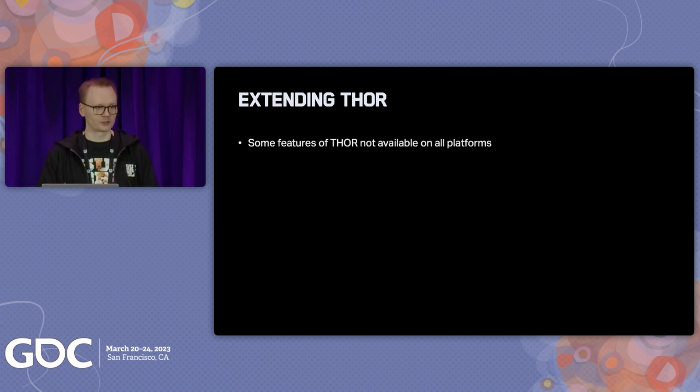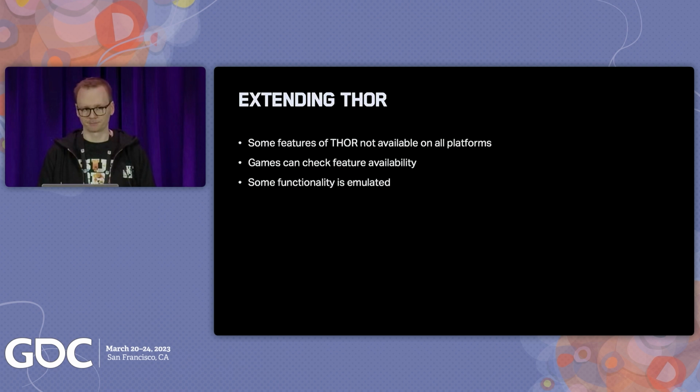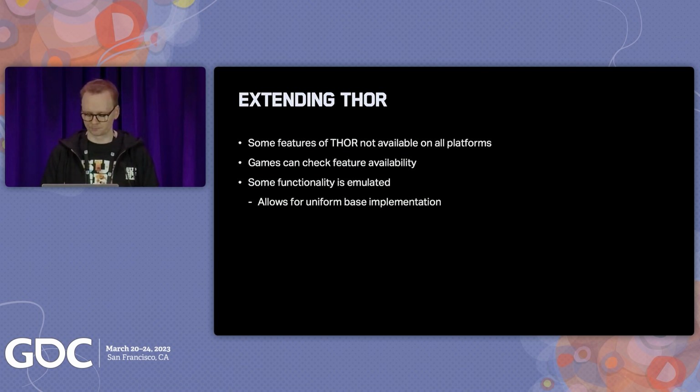So naturally, not all features of THOR are available on all platforms. Games can check for the availability of certain features using feature flag tests. But some of these features are also emulated. And this allows for a uniform base implementation. So the game rendering engineers can expect a certain uniform base implementation to be there to build on top of, and then they can branch out for a specific type of features that they might want to be using. An example of these emulated features on the OpenGL ES2 backend is uniform buffers.